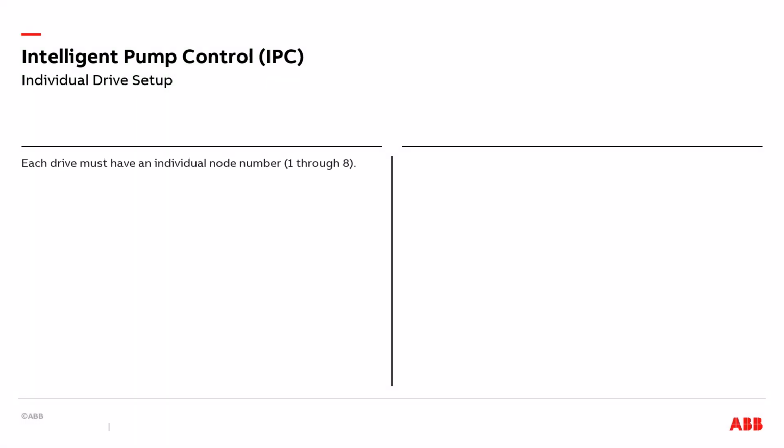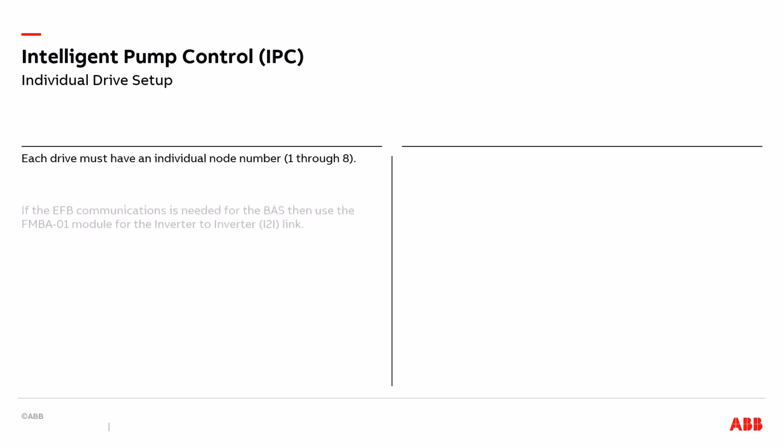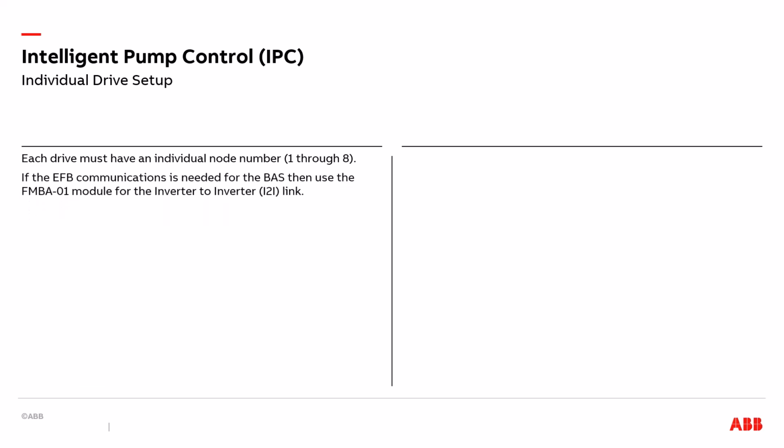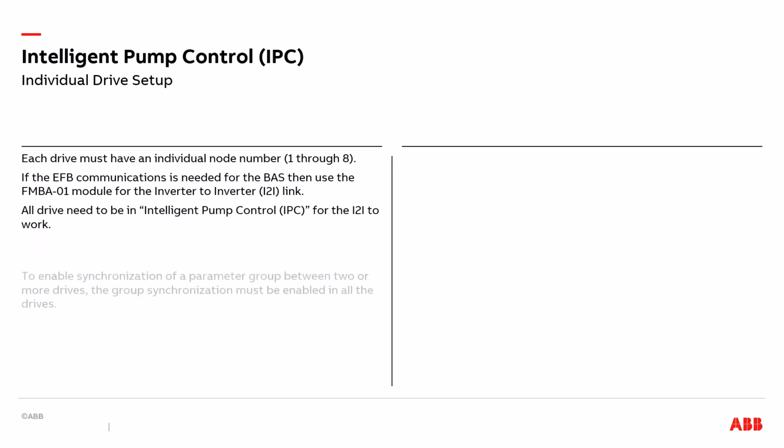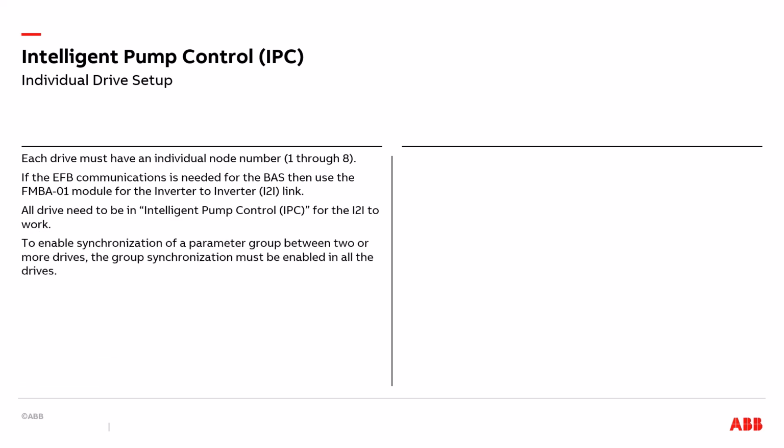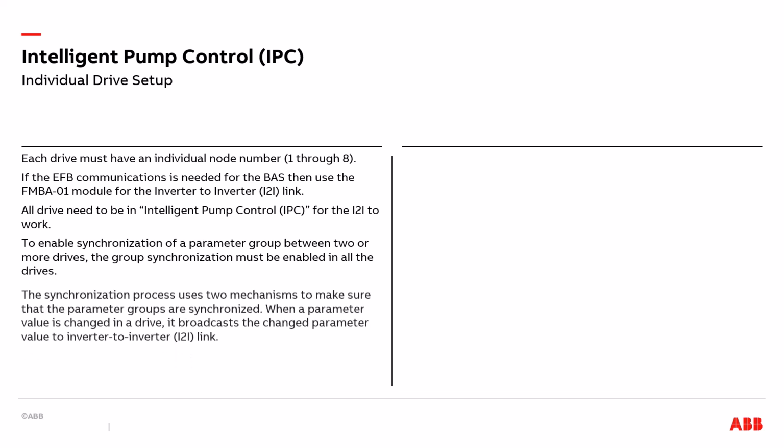Let's do a quick review. Each drive must have an individual node number 1 through 8, and it must be sequential. If the embedded fieldbus communication is needed for the VAS, like if you need to use BACnet, then use the FMBA-L1 modules for the inverter-to-inverter link. All drives need to be in intelligent pump control for the inverter-to-inverter link to work. To enable synchronization of parameter groups between 2 or more drives, the group synchronization must be enabled in all drives.